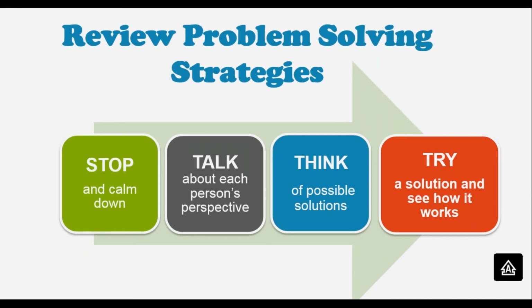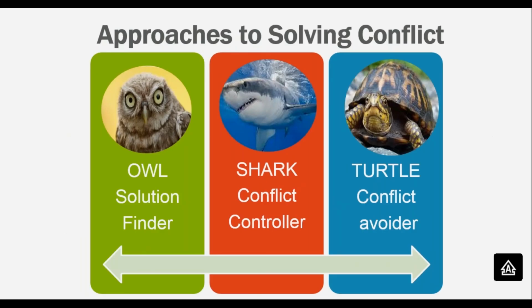This is actually a sample of the problem-solving strategies used in grade 4. There are a number of lessons and activities that lead students to understand these steps. Stop and calm down. Talk about each other's perspective. What a great word to explore as second graders. Think of possible solutions, try a solution, and see how it works. Again, the entire unit builds upon the problem-solving component and includes information for you to send home for parents on this problem-solving strategy.